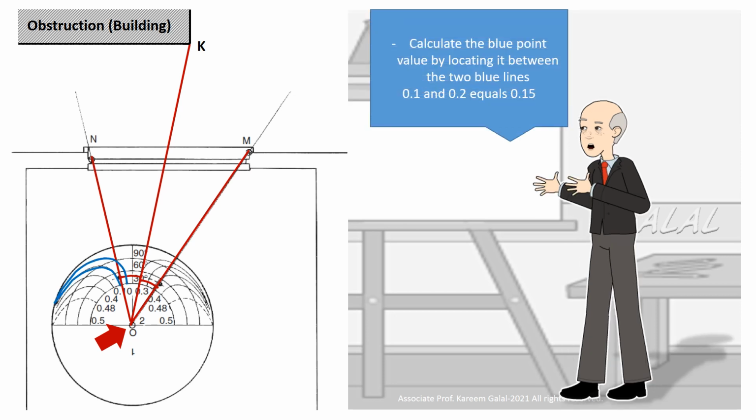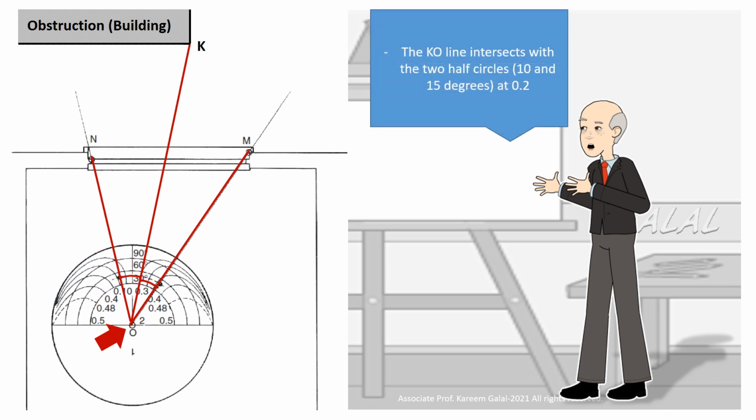Calculate the blue point value by locating it between the two blue lines: 0.1 and 0.2 gives 0.15. The KO line intersects with the two half-circles, 10 and 15 degrees, at 0.2.